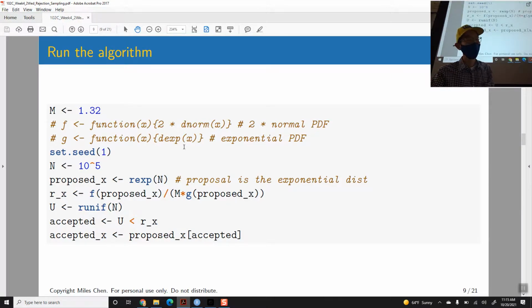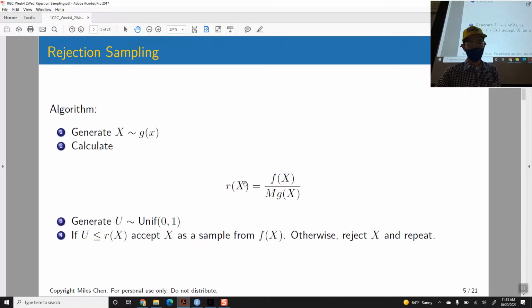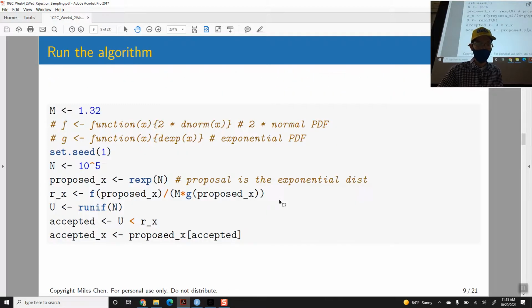So just to really illustrate that we're doing this, the ratio being f divided by m times g of x, I define what is f and what is g. Here I'm going to generate 100,000 of these values, 10 to the 5. I'm going to ask for 100,000 values from the exponential distribution. These are my proposed values of x. These follow the exponential distribution.